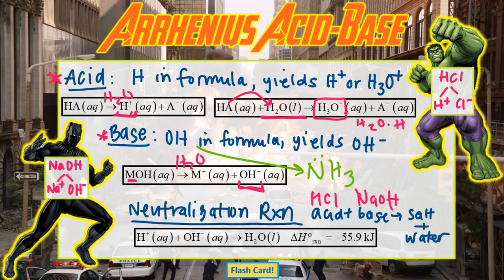So then we have to ask ourselves, what can we consider something like NH3? If we know it behaves as a base and it has OH minus that is going to be produced in solution, then what do we call it? And guess what, folks? That's what we're going to get into next. We call NH3 a Bronsted-Lowry base, not an Arrhenius base. So let's get into that next.